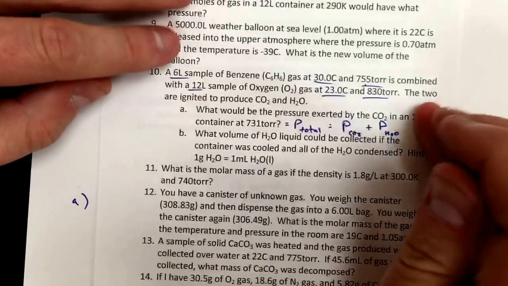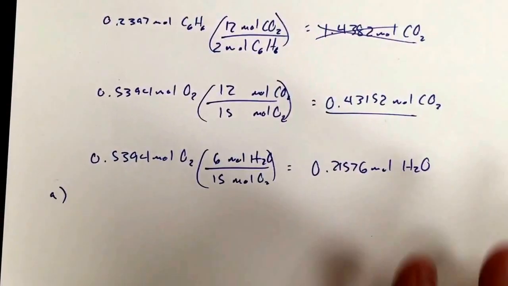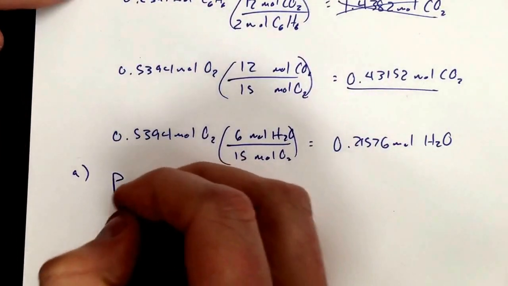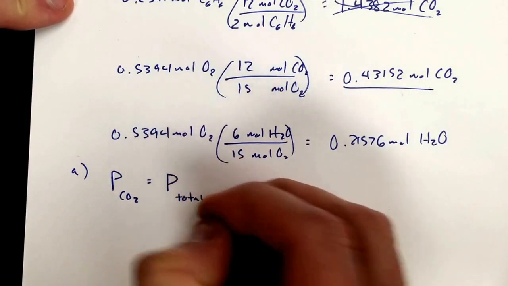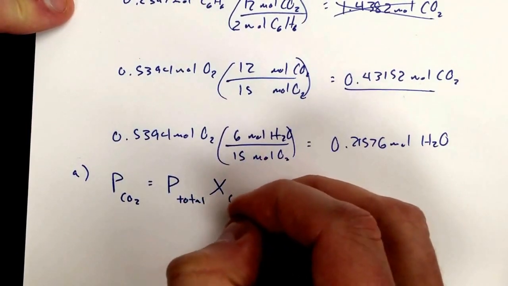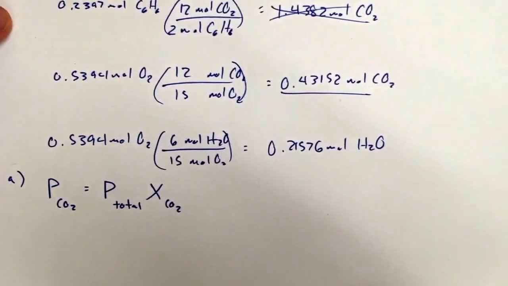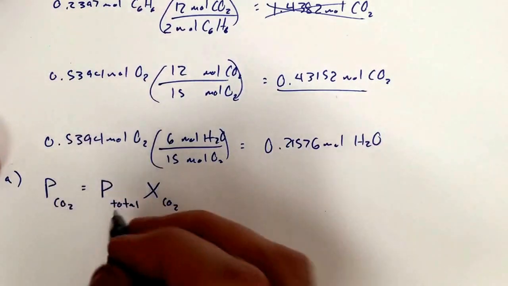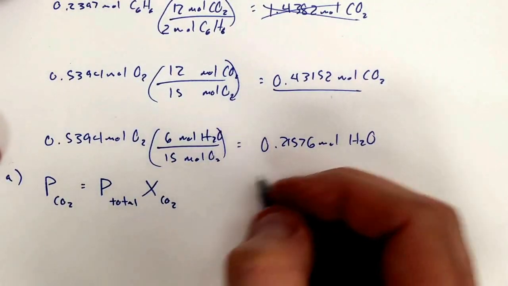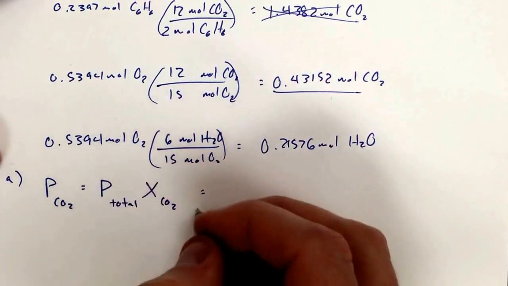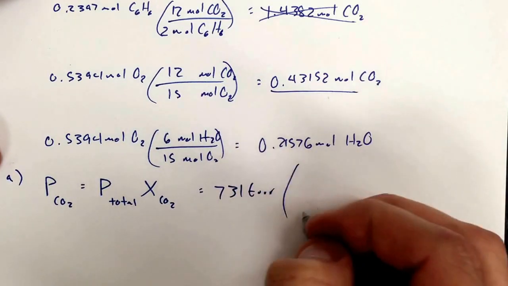Or another way we can say it is that the pressure of the carbon dioxide, PCO2, is equal to the total pressure times the mole fraction of the thing that we want, the CO2 in this case. And since we know both the moles, we can get the mole fraction. So the pressure of CO2 is equal to the total pressure, which was 731 torr, times the mole fraction.